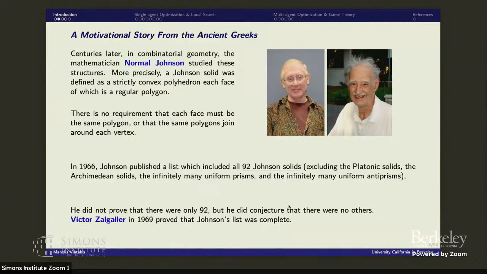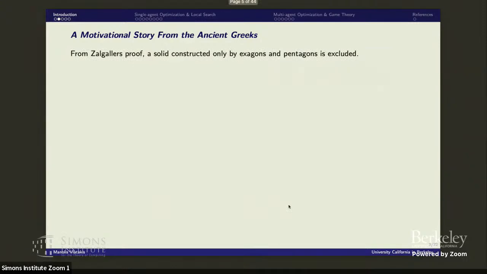Now, he didn't claim that this list is complete, but some years later, a Soviet mathematician, Viktor Zalgaler, proved that the list was really complete. Now, from Zalgaler's proof, it holds the following, that a solid constructed only by hexagons and pentagons cannot be a convex body, a convex polyhedron.